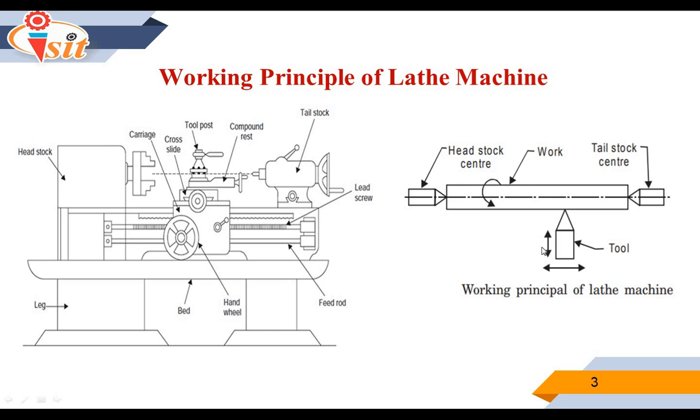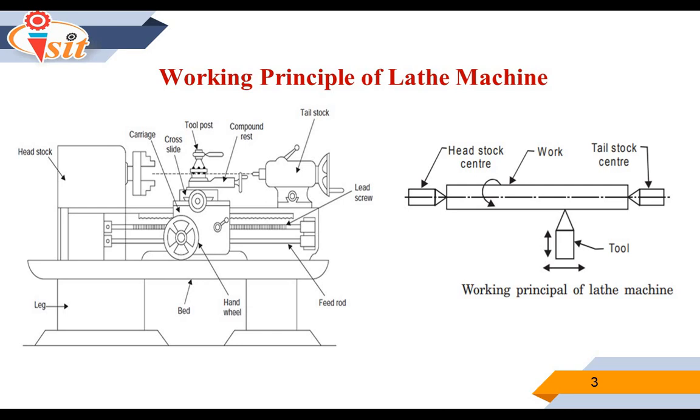In the next figure, this is the working principle of lathe machine. In this figure the working principle is shown: the workpiece is held between the two centers, that is the headstock center and the tailstock center, and the tool is positioned. The tool has a to and fro motion and longitudinal motion. An engine lathe is the most basic and simplest form of the lathe. It derives its name from the early lathes which obtained their power from an engine.